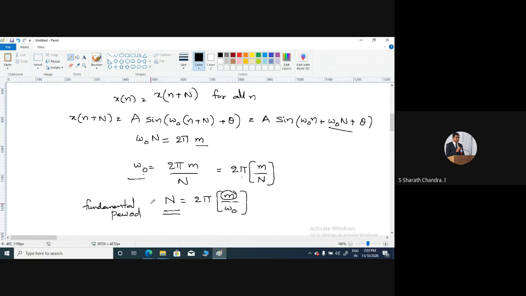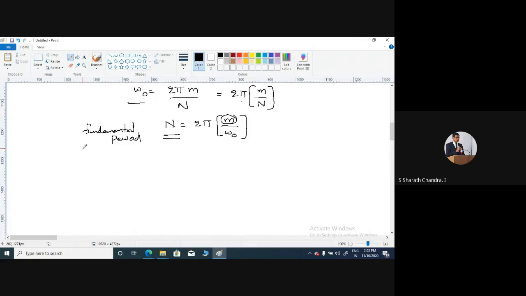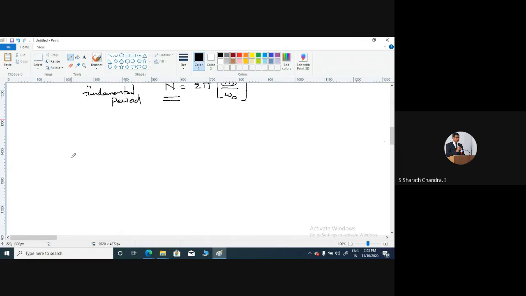I hope that it is clear. And now let us proceed further in order to deal with some problems on discrete time sinusoids, and we shall check whether the signals are periodic or not, and if they are periodic, let us also find out the fundamental periods of those signals. Okay, I shall start with a signal like cos 4n.